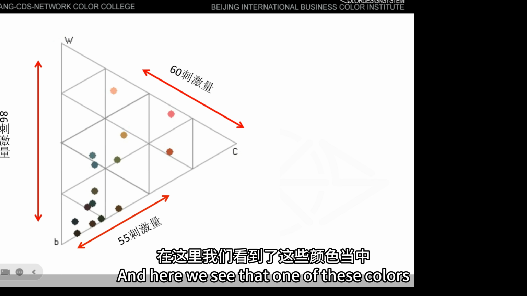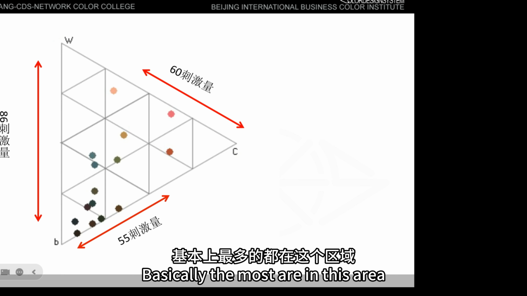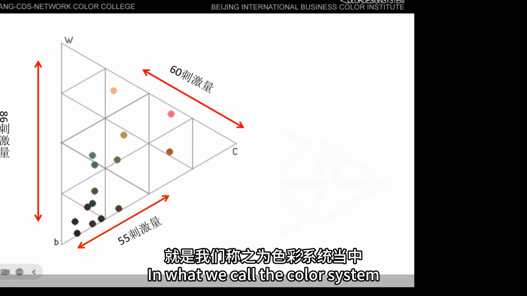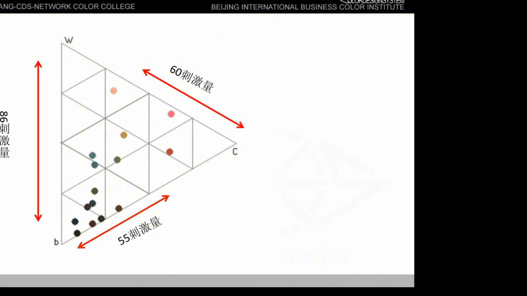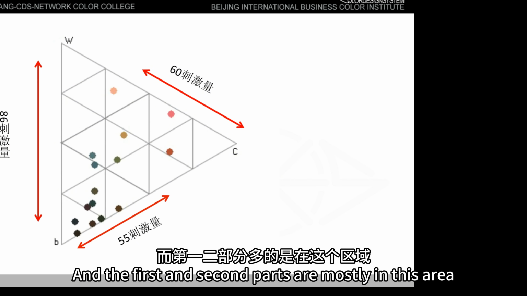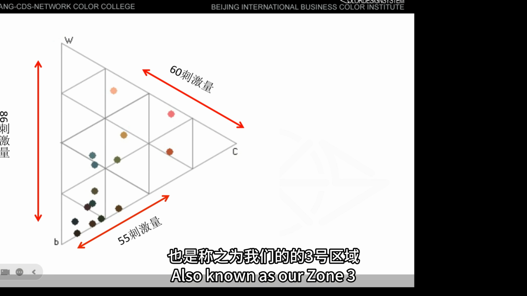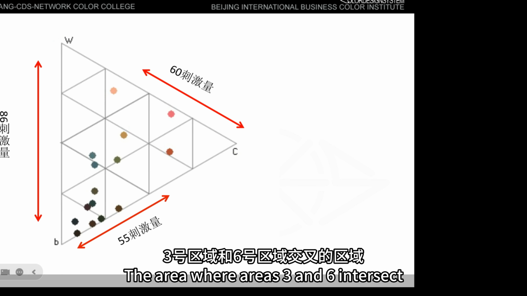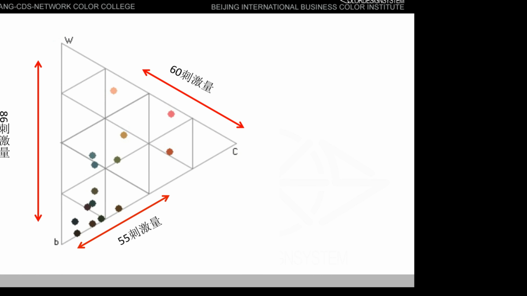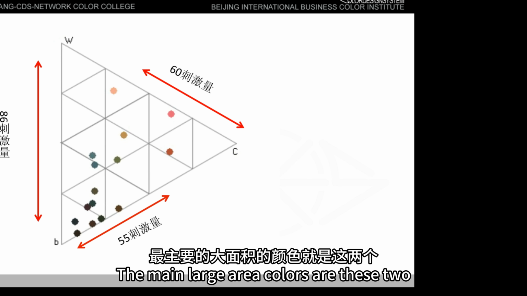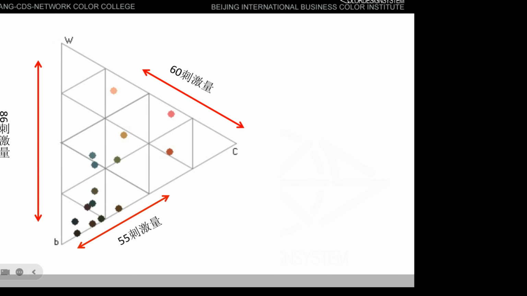And here we see that most of these colors are basically in this area. We will find out what this area is in what we call the color system, area 2. And the first and second parts are mostly in this area, which is what we call area 6, also known as zone 3. The area where areas 3 and 6 intersect. You will find that among our colors, the main large area colors are these two. It's the color of our skirts. The rest is our background color.